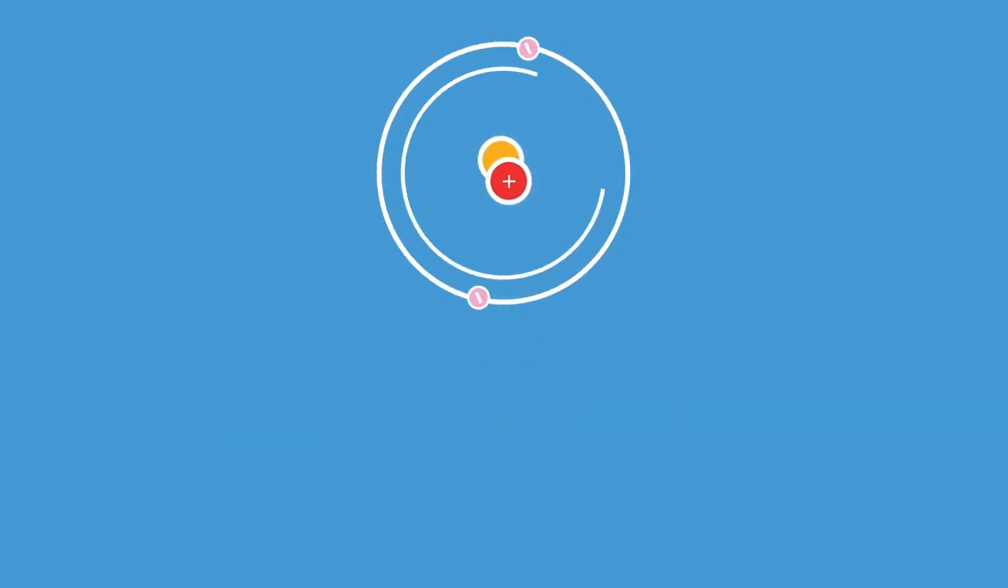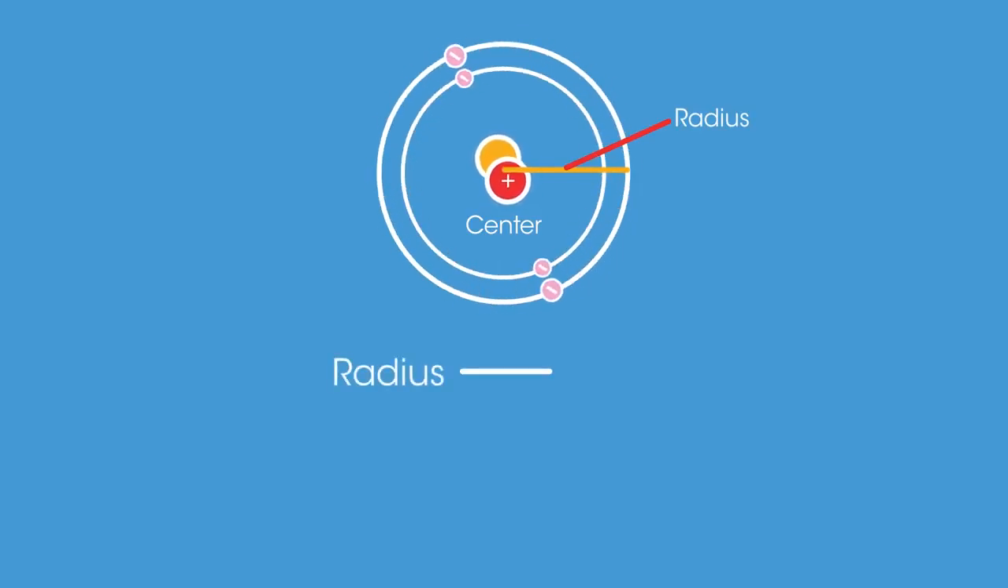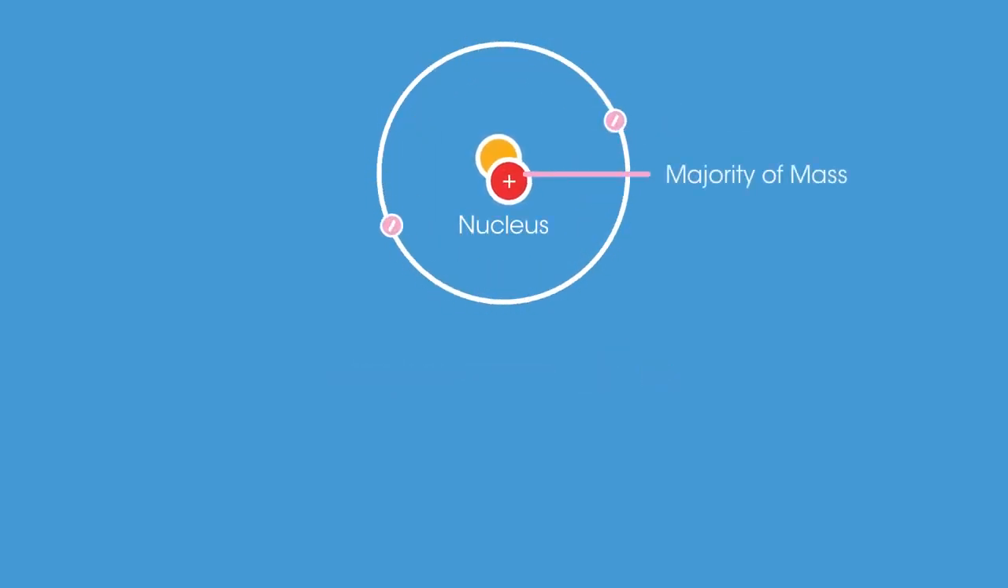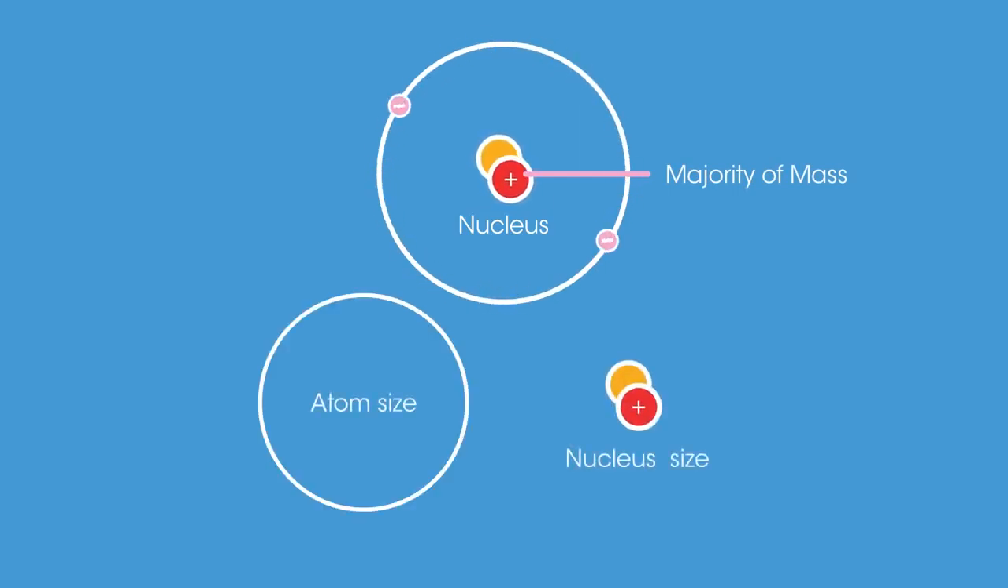One way to describe the size of an atom is its radius. The radius of an atom is the distance from its center, where its nucleus is, to the outermost shell of electrons. The radius of an atom is typically 10 to the power -10 meters, which is very small. So the majority of the mass of an atom is contained in its nucleus, but in terms of size, the nucleus is much smaller than the atom as a whole.